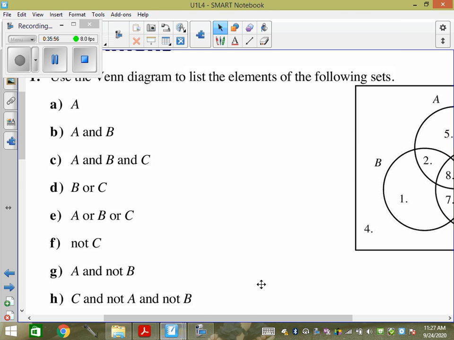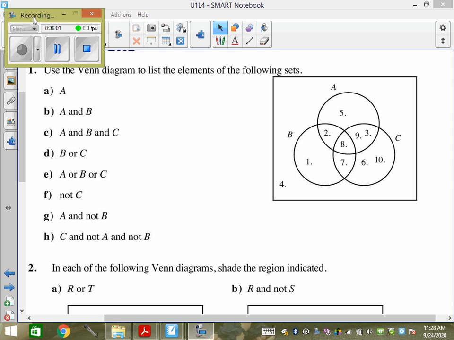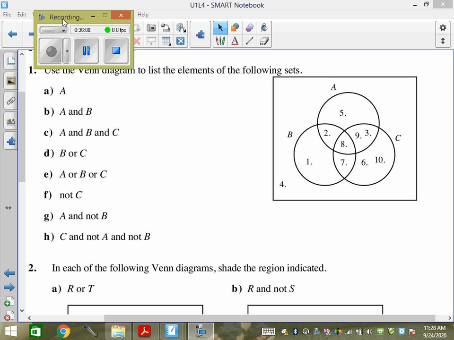One question. So for this one here, you're not going to write it down, you're just going to answer it. We're going to answer it together, so you don't even need to write it down. Use the Venn diagram to list the elements in the following sets. Okay? So A, stop packing up. You're not paying attention if you're packing up. We're not in a rush. In A, what elements do we have? 2, 3, 5, 8, 9.